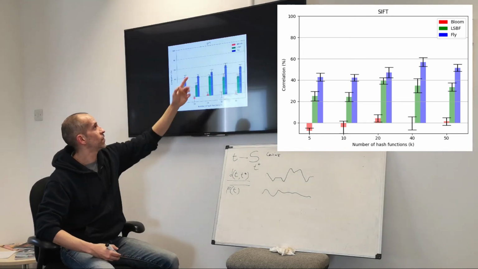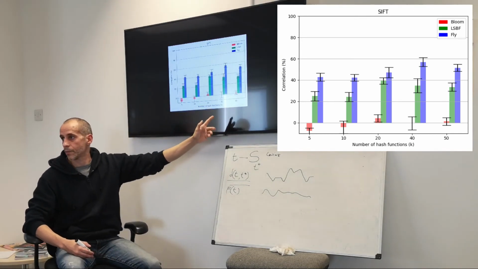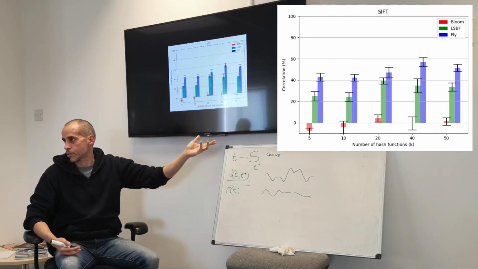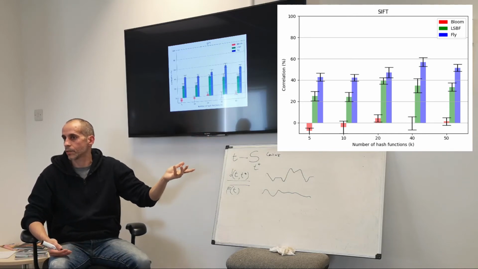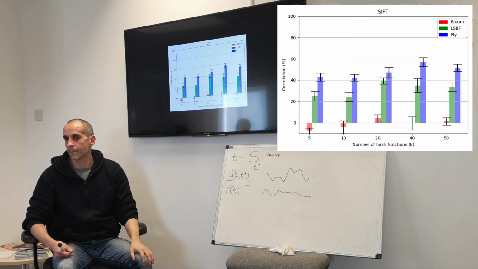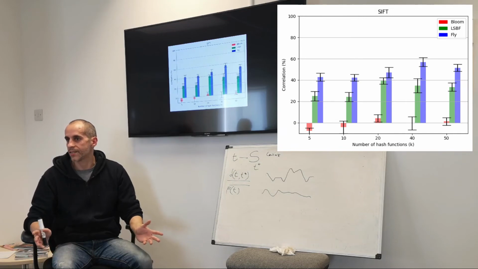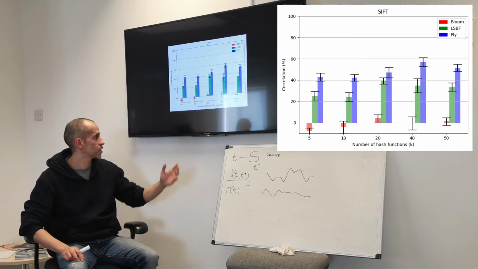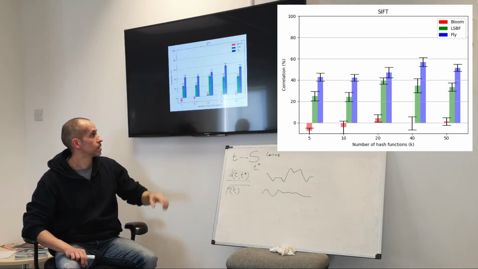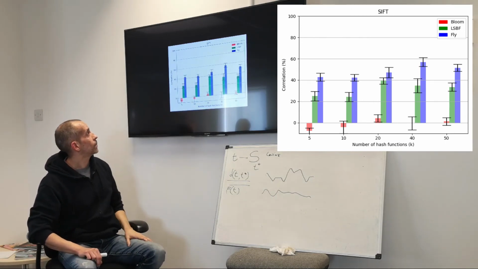And so you can see the Bloom filter is pretty poor, and it's to be expected because the Bloom filter only looks at equality. It really has no idea. You lose any sense of closeness with the Bloom filter. So it's obvious that we're not doing very well with the red one.